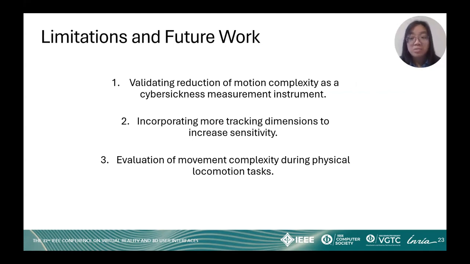In regards to limitations and future work, this was just an initial investigation. So our findings only show the potential of motion complexity as an objective indicator. Future work will have to validate its use as a cybersickness measurement instrument. And seeing how our higher dimension 9-DOF complexity score was more sensitive, future work can also consider incorporating more tracking dimensions into the measure. Finally, both of the experiments we analyzed only had participants standing in place, so evaluations during physical locomotion tasks are necessary.